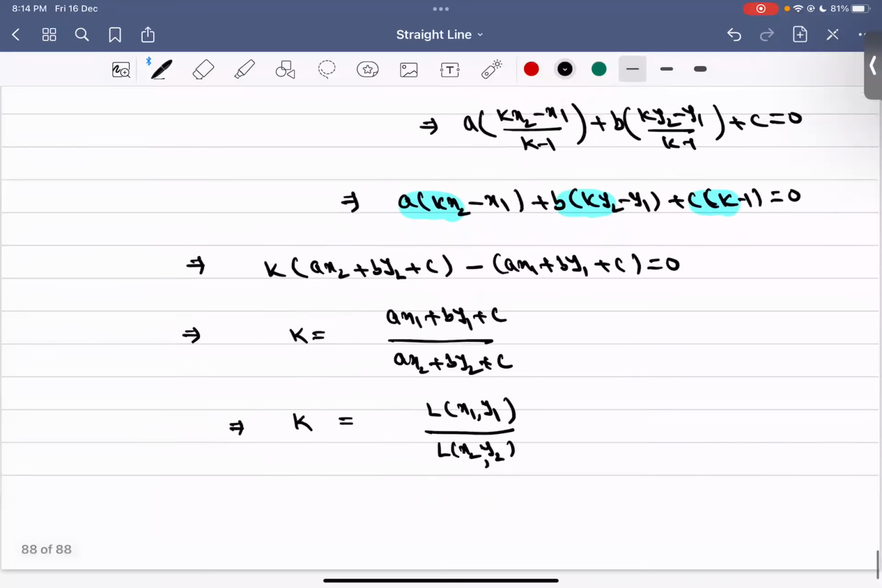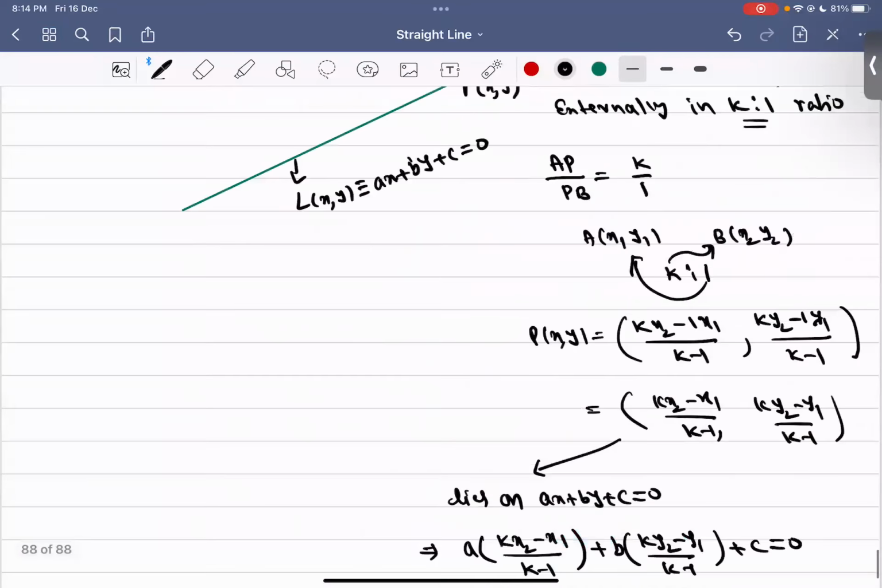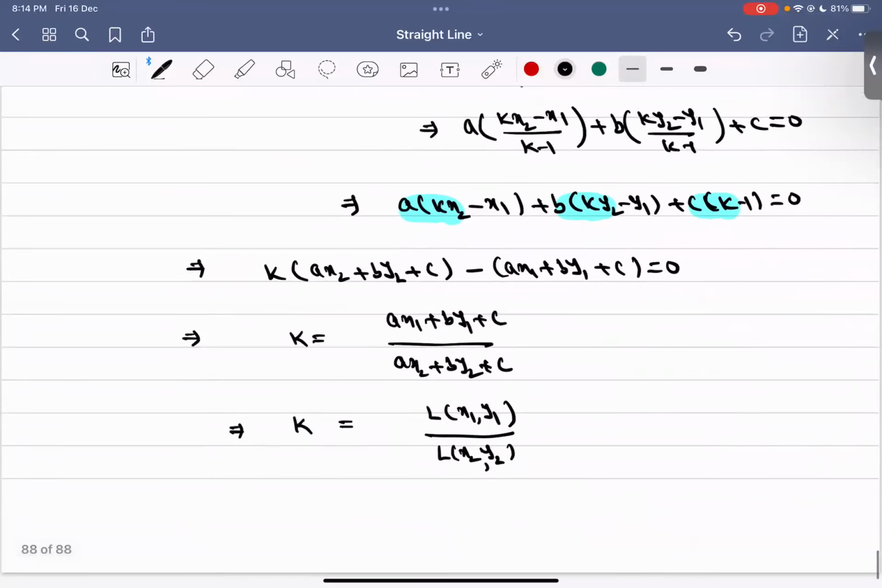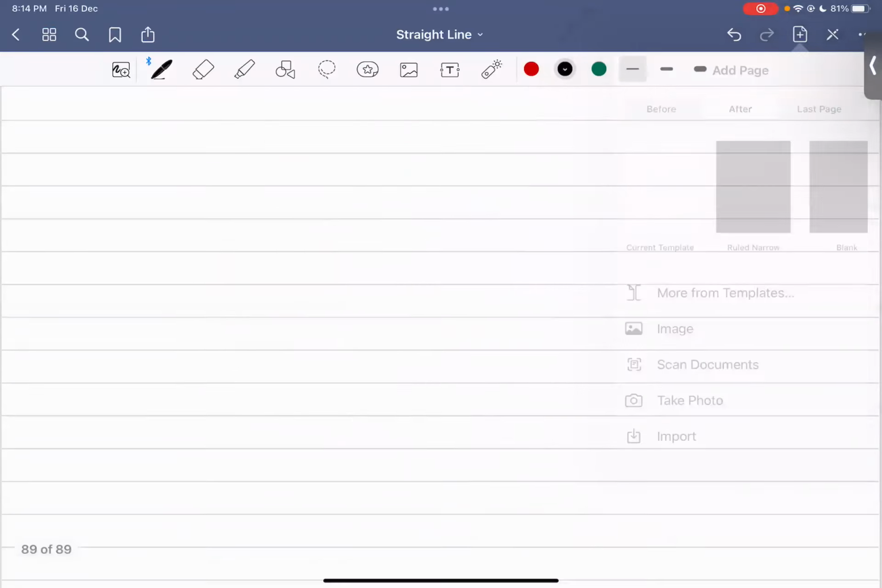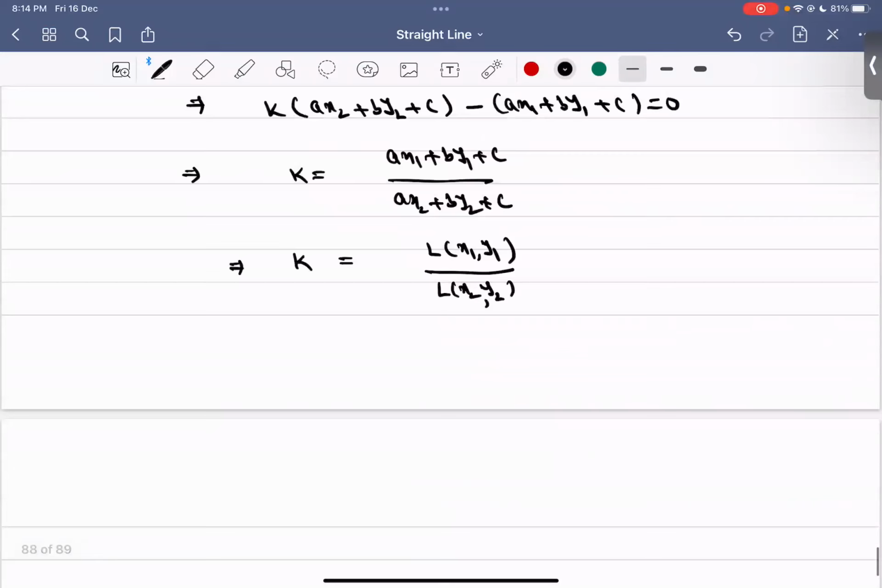But in ratio k is to 1, k is a positive quantity, or not? Suppose the ratio is 2 is to 1, 2 is a positive quantity. Yes or no? k can never be negative. Since k is a positive quantity, that implies L of x1, y1 by L of x2, y2 is positive.